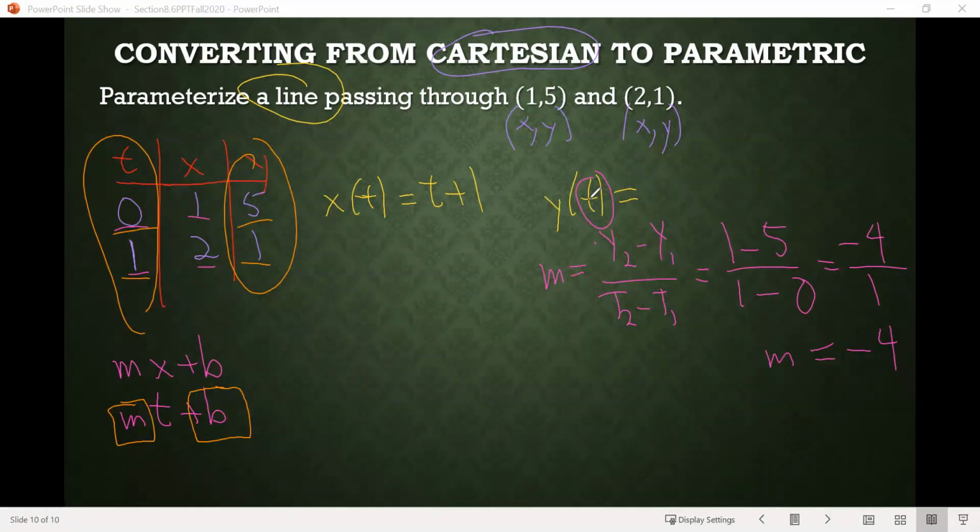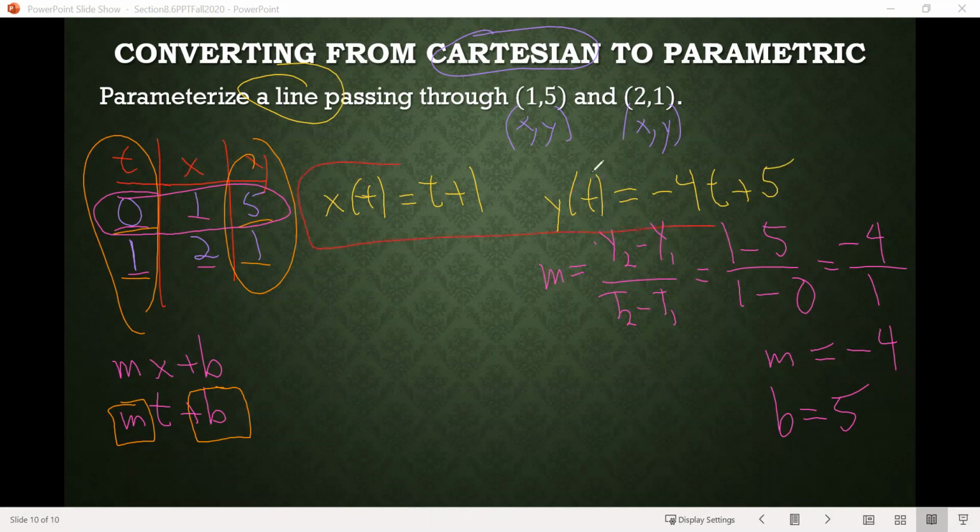And then again, we can use the value where t equals 0, which is the 5, for our value for b. And so plugging that into our mt plus b, we see that the equation for y of t would be negative 4t plus the value for b, which is 5. All right. And so there we go. So our equations would look like x of t equals t plus 1, y of t equals negative 4t plus 5.